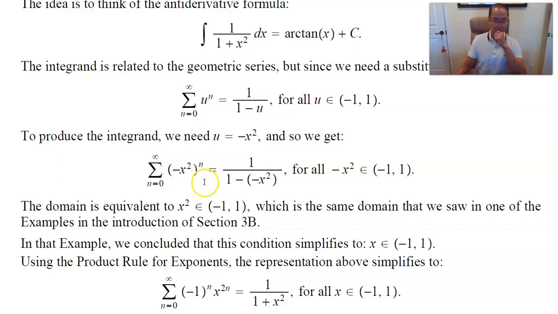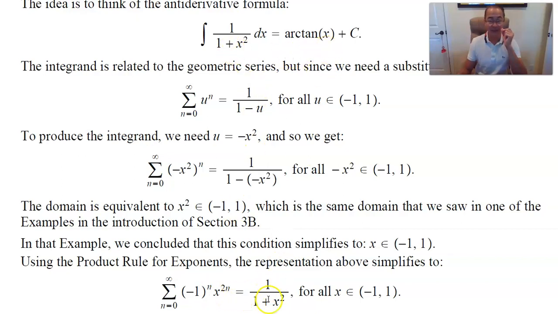And now, rules for exponents. Minus x squared quantity to the n is the same as minus 1 to the n, and x squared becomes x to the 2 times n. Not x to the 2 to the n or x to the n squared, nothing stupid like that. It's x to the power 2n. Okay, that's a pretty good looking representation right there. But it's more useful if you integrate both sides now.